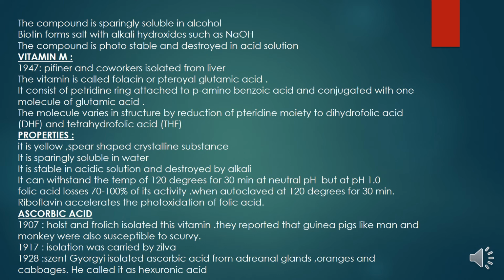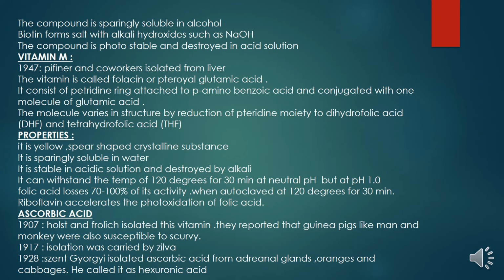What are the properties? It is a yellow spear-shaped crystalline substance. It is sparingly soluble in water. It is stable in acidic medium and destroyed by alkali. It can withstand a temperature of 120 degrees for 30 minutes at neutral pH, but if the pH is 1.0, folic acid loses 70 to 100% of its activity. When autoclaved at 120 degrees for 30 minutes, riboflavin accelerates the photooxidation of folic acid.